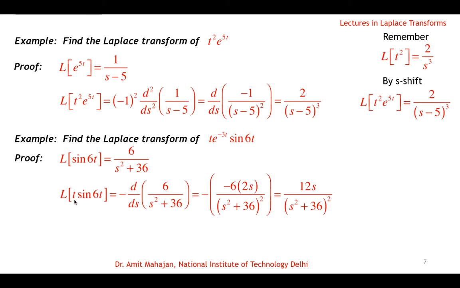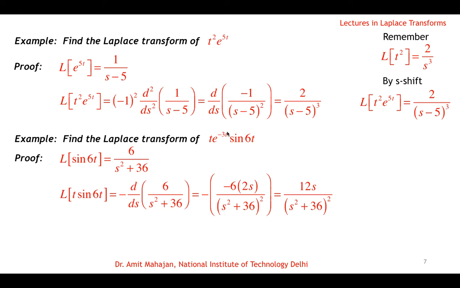So multiplying with t power 1 means minus 1 power 1, so that's a negative sign, and the first derivative of this F is the derivative of 6 over s square plus 36. Okay, so denominator into derivative of above, which is 0, minus 6 times derivative of denominator, which is 2s, over denominator square. So minus 12s over (s square plus 36) square, into the minus sign which is outside, so it becomes plus sign here.